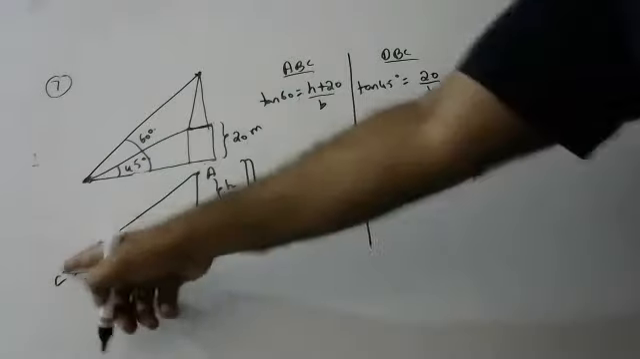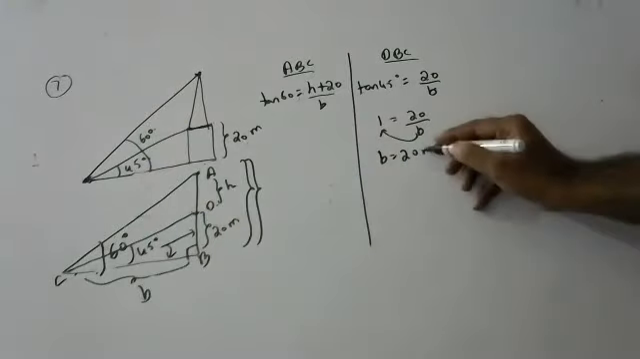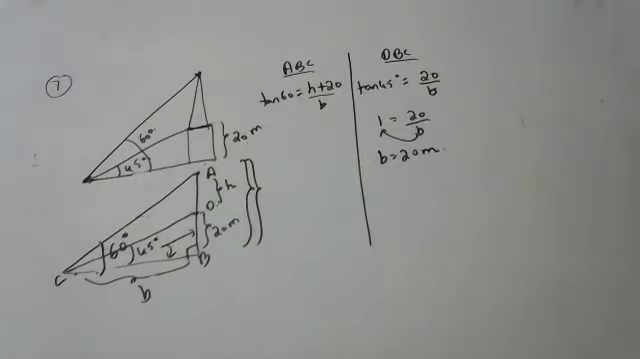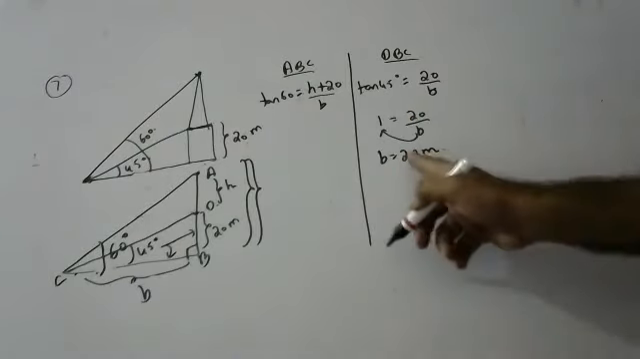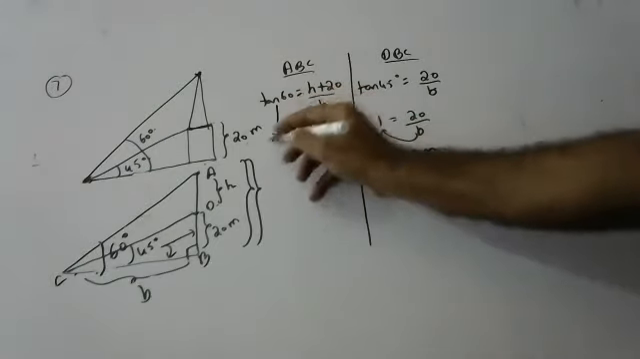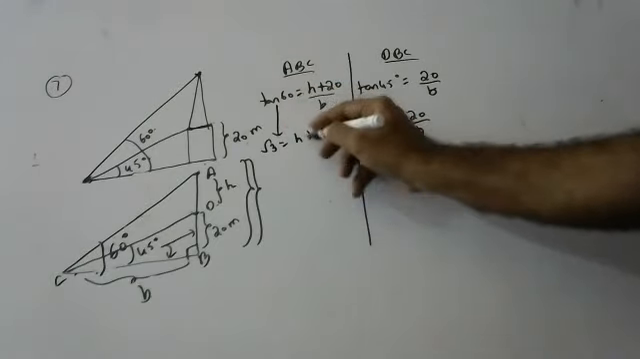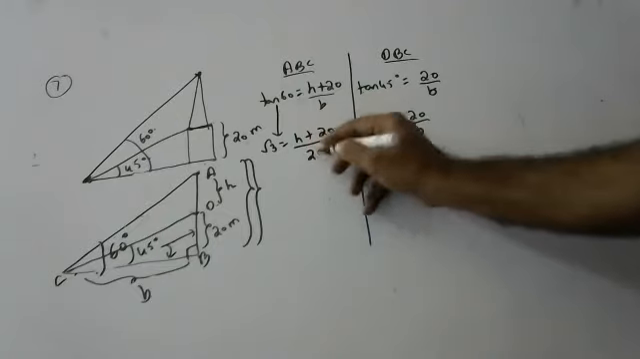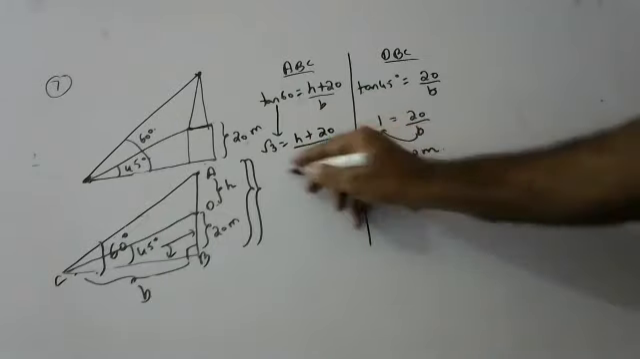The distance between the person and the building is 20 meters, but that is not the question they asked. They asked height. Let's substitute this 20 here, children. Tan 60 is root 3. H plus 20 by 20, because B is 20. 20 goes here.